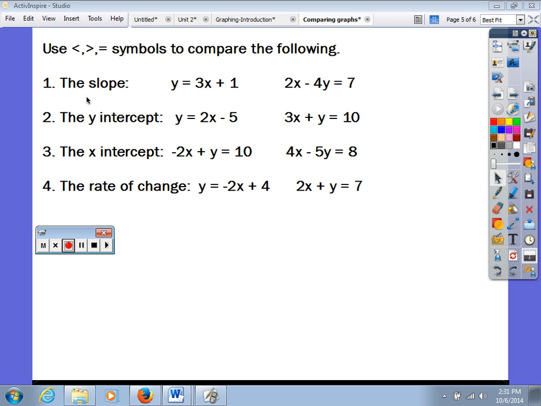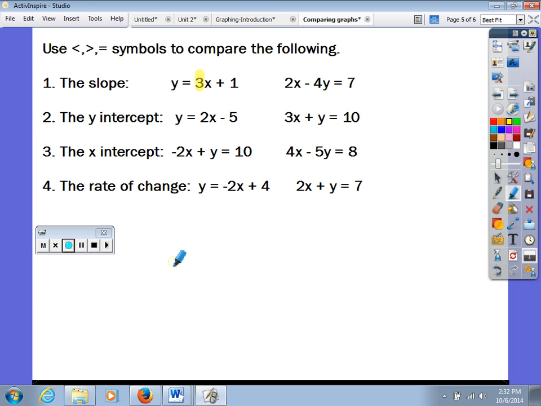So for our first problem, raise your hand if you know what the slope is for the first function. Jasmine. 3. Very good. How come our slope is 3? Because it's next to the x. Very good. So 3 is our slope. All right. Who knows what the slope is for the second function? I'm seeing some people say 2. Is that correct? No, it's not 2.